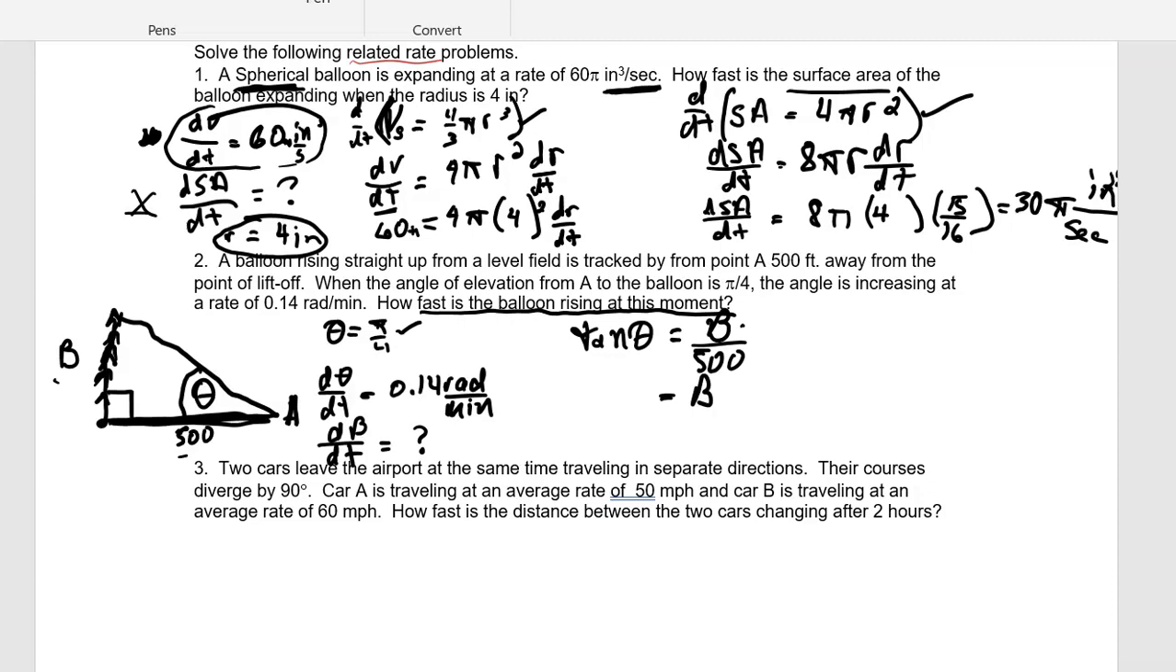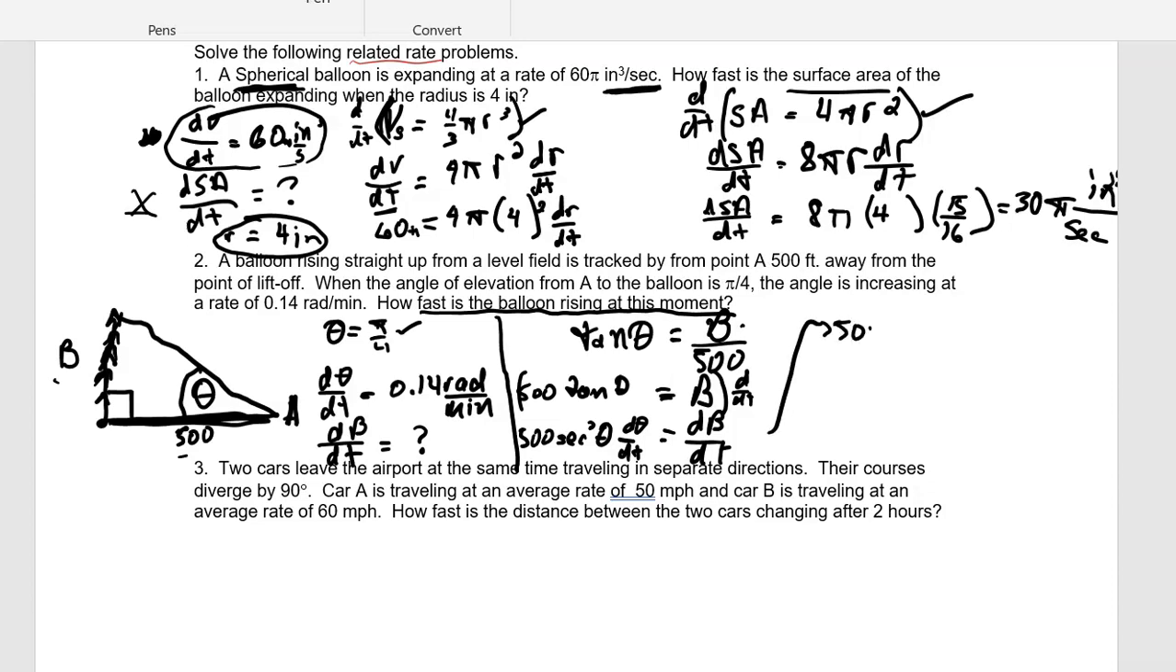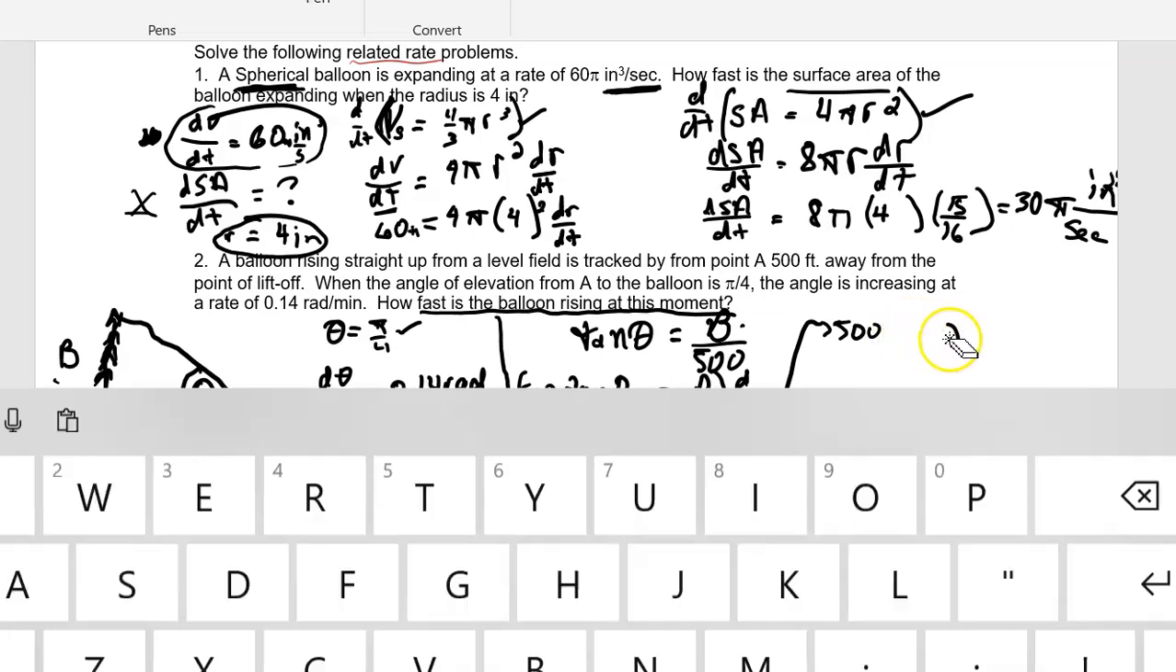I would then solve for B, so multiply that 500 times 500 tangent of θ. Now take our derivative of this with respect to time. This will give us the dB/dt. That's our answer. That's what we're trying to find. We would get 500. Derivative of tangent is secant squared of θ, and then dθ/dt. So our answer would be 500, and then what we would have to figure out is what is the secant of θ. In this case, we know what our θ is.